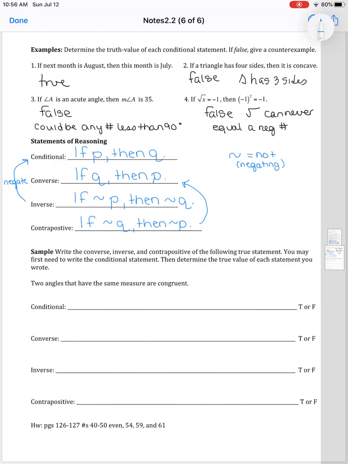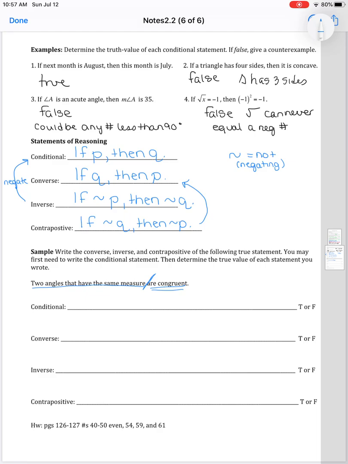Okay, so now let me show you with actual words. But again, all you're doing is you're replacing the P and the Q with other words, which we're going to see right now. So it says write the converse, the inverse, and the contrapositive. So you were given the conditional statement, and then you're going to determine the truth value for each of these statements. So the conditional statement, or here we go. So it says two angles that have the same measure are congruent.